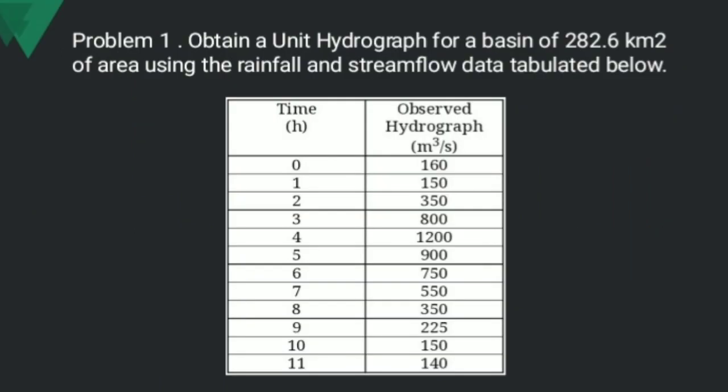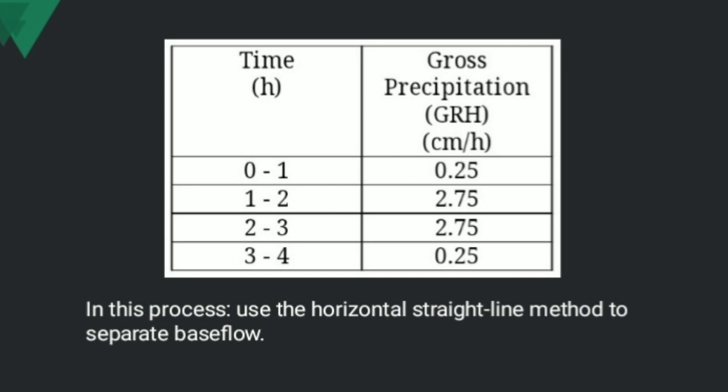Problem number 1. Obtain a unit hydrograph for a basin of 282.6 km squared of area using the rainfall and stream flow data tabulated below. In this process, use the horizontal straight line method to separate base flow.